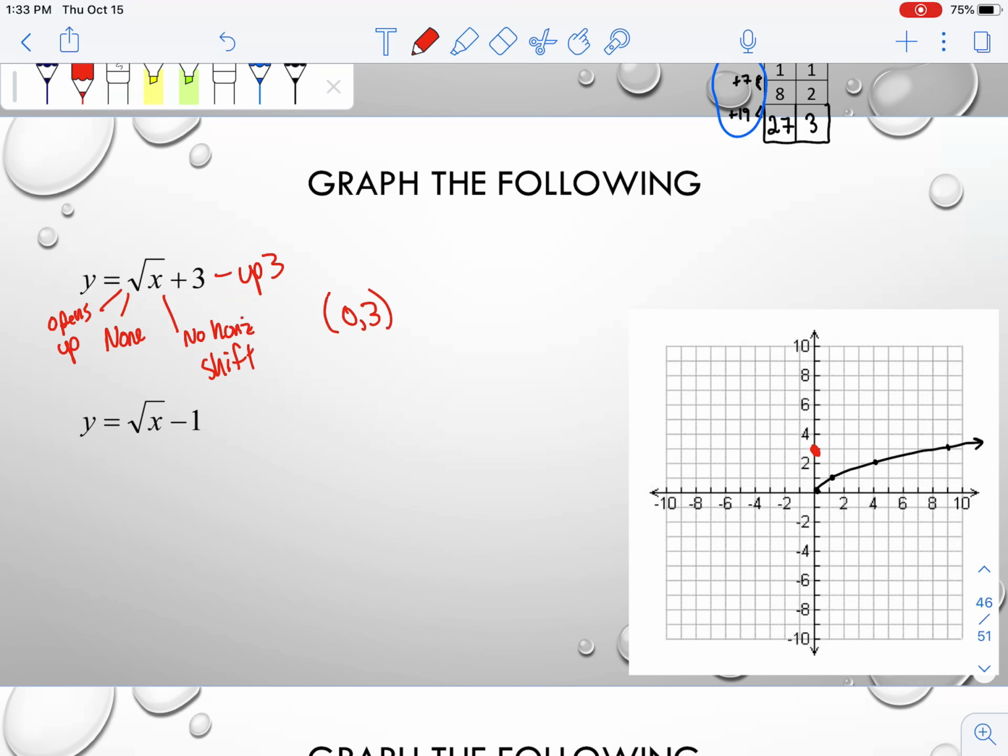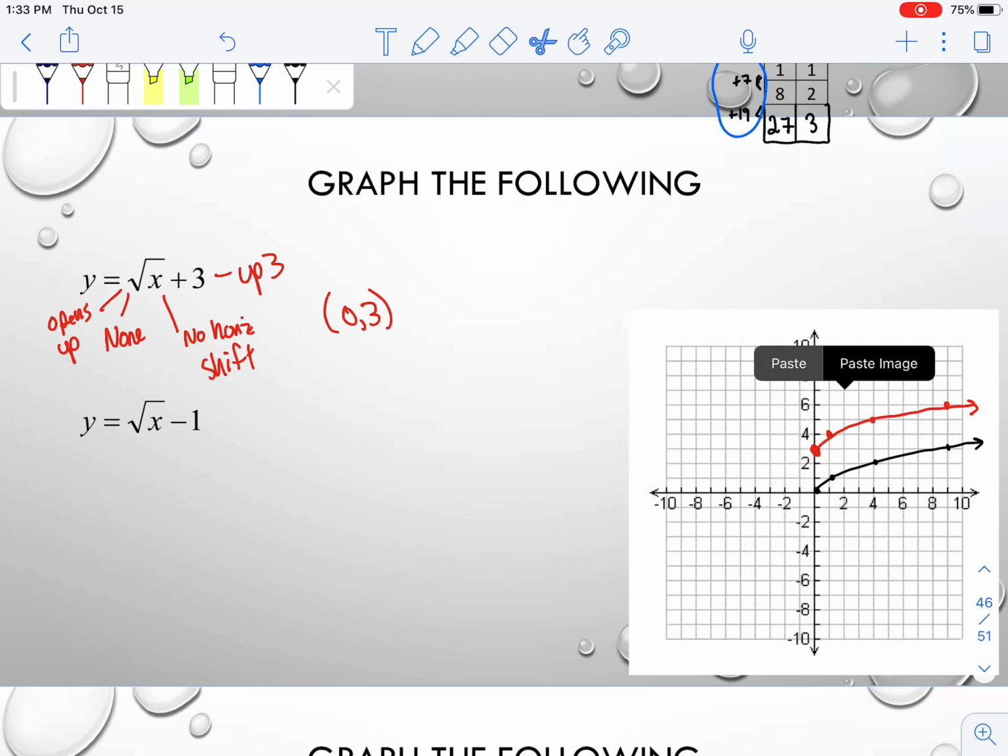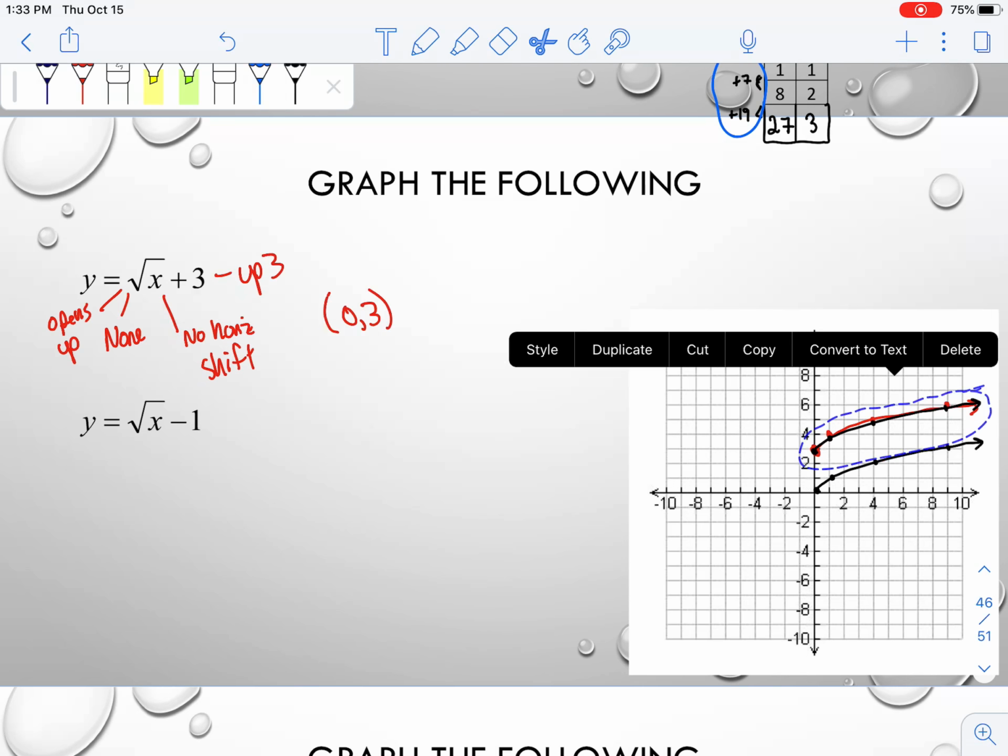If I just take, I could just go up 1, out 1, up 1, out 3, up 1, out 5 to get my points, and draw this graph. Which should be the exact same thing as if I were to take this guy and then paste it. It should line up exactly right there. So we're just sliding that guy around because there is no vertical stretch or compression factor.